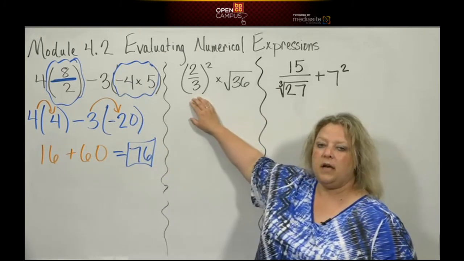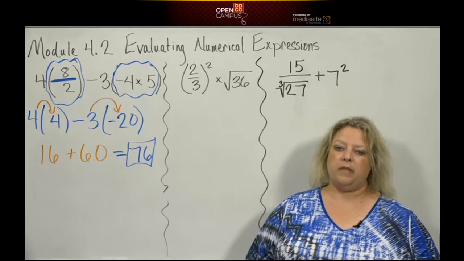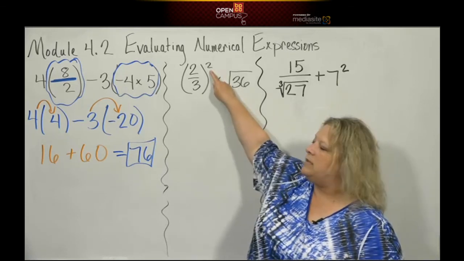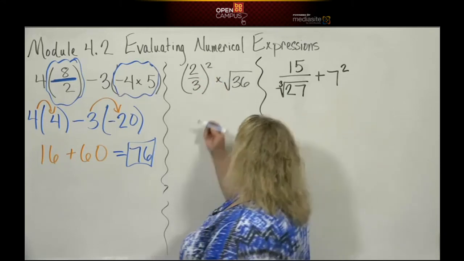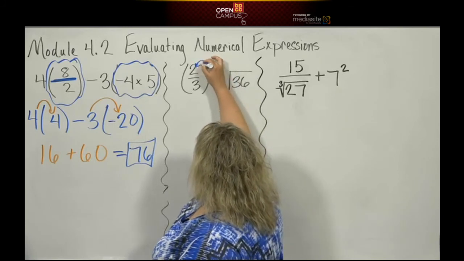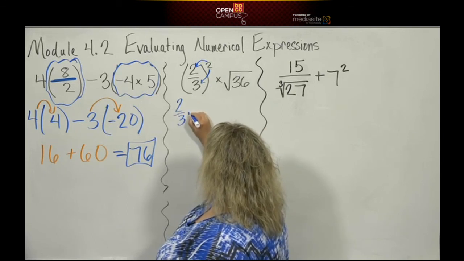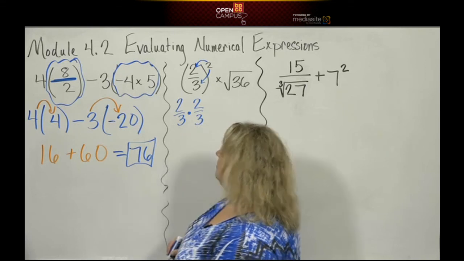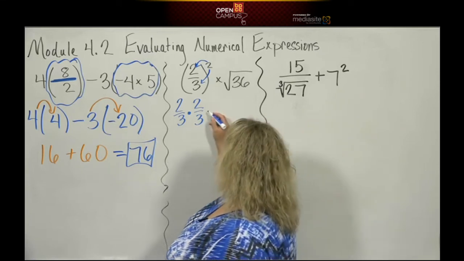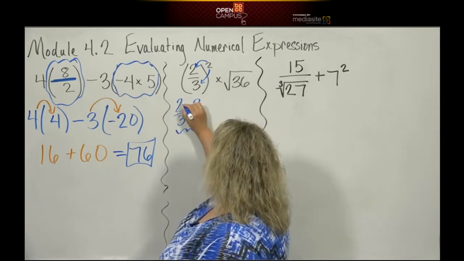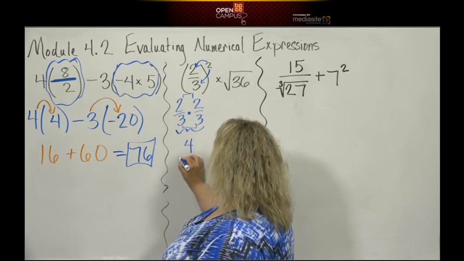I have parentheses here, and that means 2 divided by 3. Now, can I really do 2 divided by 3? Not really, without getting a decimal. But I have to raise it to the second power. See, there's my exponent. So I'm going to do that first. So what does that mean? That means 2/3 times 2/3. And what is 2/3 multiplied by 2/3? Well, the rule for fractions says top times top, bottom times bottom. So 2 times 2 is 4. Bottom times bottom, 3 times 3 is 9.